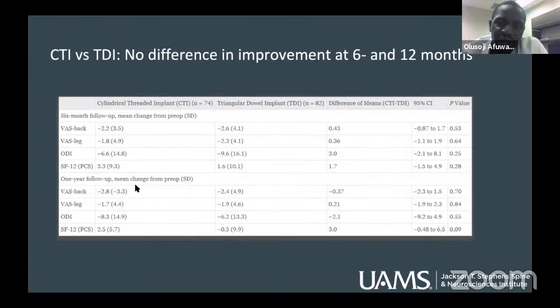Now, if you compare that improvement between patients that underwent SI joint fusion with CTIs versus TDIs at 6-month follow-up versus a year, you see that there is no significant difference between the improvements experienced by either group, suggesting that though these patients benefited from the SI joint fusion, there was no significant change in terms of which implant was used.